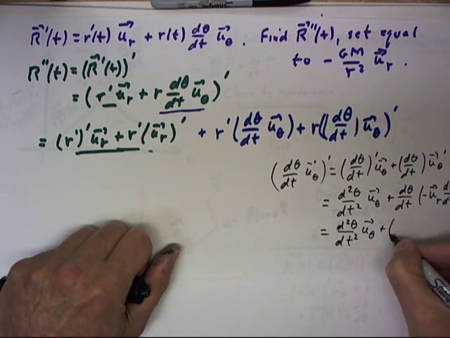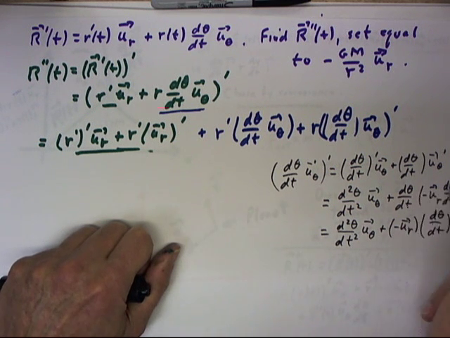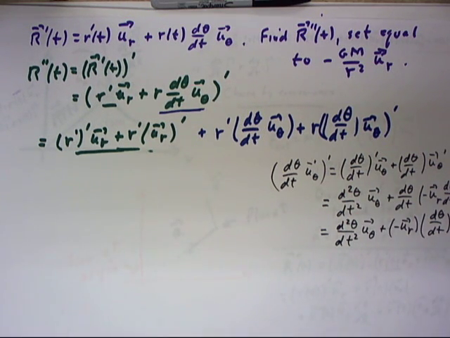plus, well, it should have been minus. We'll put the minus in here and take care of that later. U sub r times d theta dt, quantity squared. D theta dt times d theta dt is the square of d theta dt. Note that's not the same as the second derivative of theta with respect to t.